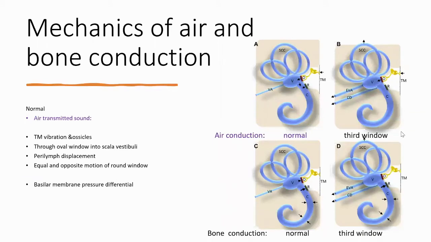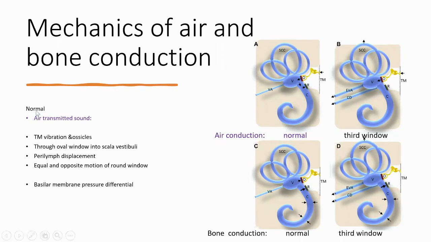I think this slide is quite a good one to elaborate a little bit on what normally happens in the ear and what normally happens in a third window. So if you look at images A and B specifically, image A is your air conduction, and this is what normally happens. And in B, this is your third window, and this is where the energy is lost.